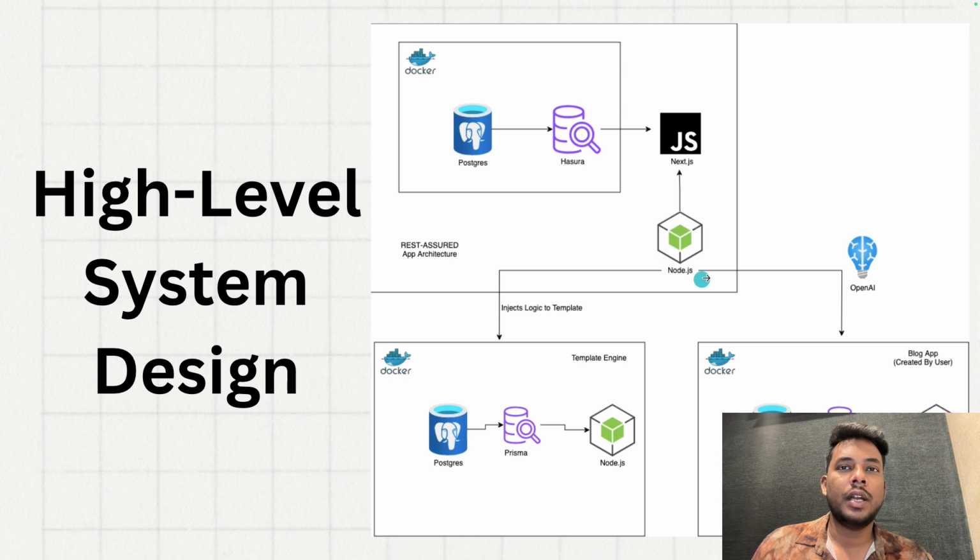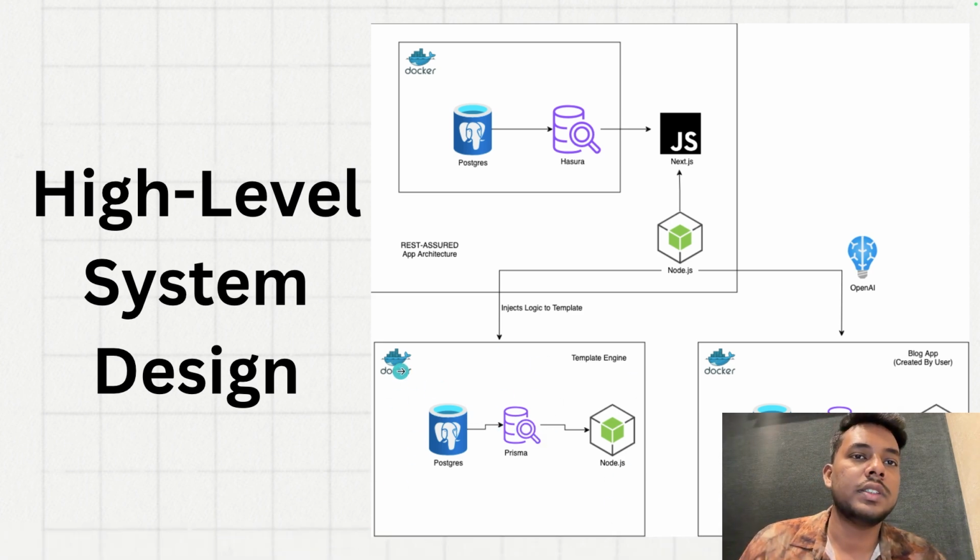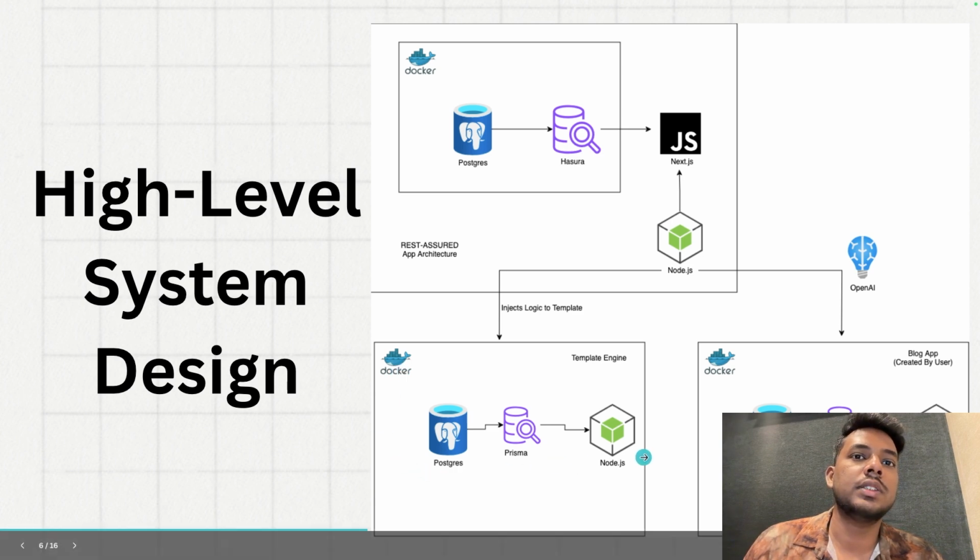Apart from that, the Node.js app will communicate with OpenAI's API in order to use the LLM model and generate the code in real time. Whenever it generates the code, it will inject that code into our template engine. For example, this is one of our template engines which we have already set up, in which a Docker file is set up, which will be used to run these things.